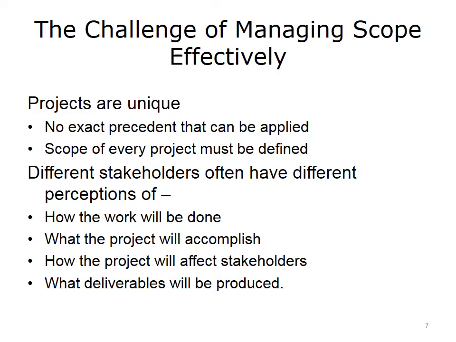It's a challenge to manage scope effectively during your project. One of the key reasons is that projects are unique, so there is no exact precedent for you to apply a set list of things that have been done in the past for this project. Also, different stakeholders often have different perceptions of all the important things related to scope, such as how the work will be done, what the project is going to accomplish, how the project will affect them, and what are the deliverables from the project.